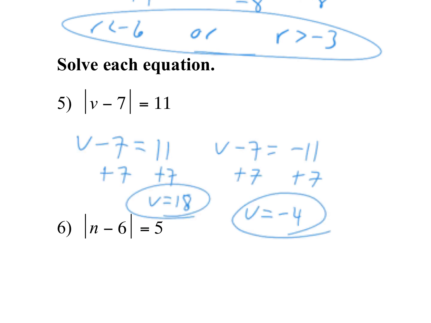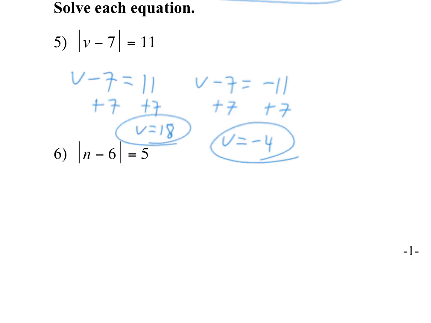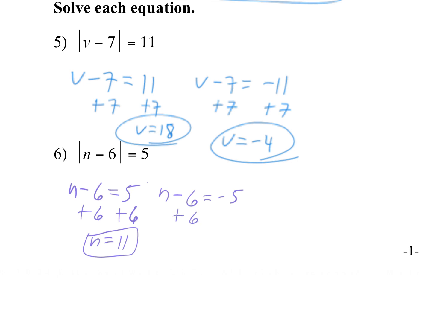For this one, we also want to get the absolute value by itself. Right now, it already is by itself. So all you have to do is write two equations. One of them is going to be a positive 5 equal to a positive 5. So n minus 6 is 5. And then we have n minus 6 equals negative 5. And then we want to solve each of these, and we get two answers. So let's add 6 on both sides. We get n equals 11. Let's add 6 on both sides over here. Negative 5 plus 6 is 1. So we get n equals 11, n equals 1.